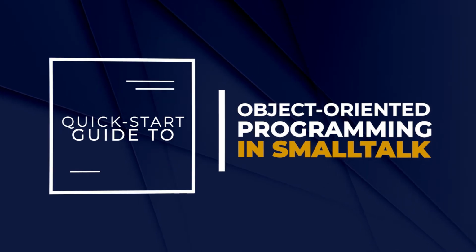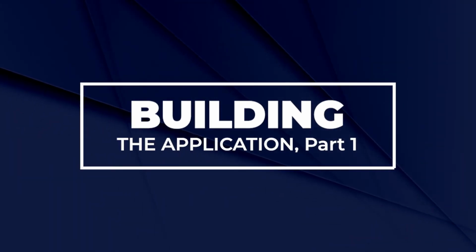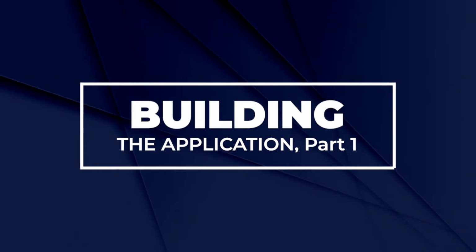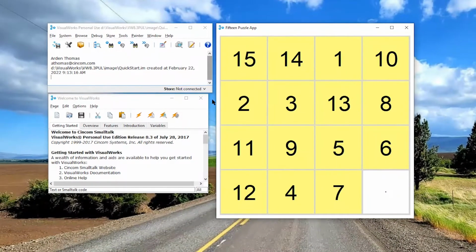Today we're going to build the application. We'll do it in a few pieces. So what are we going to build? We're going to build the 15 puzzle, which has basically 15 pieces in a 16-piece grid. The numbers are placed randomly. We'll see exactly how we do that.